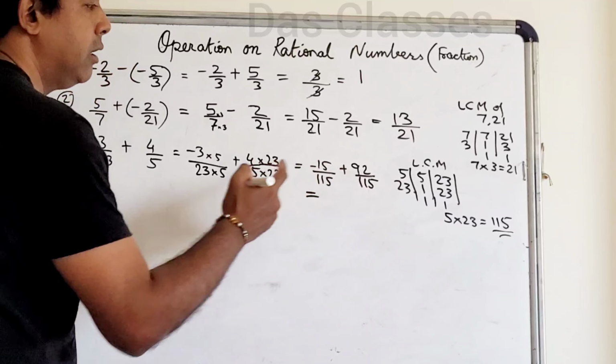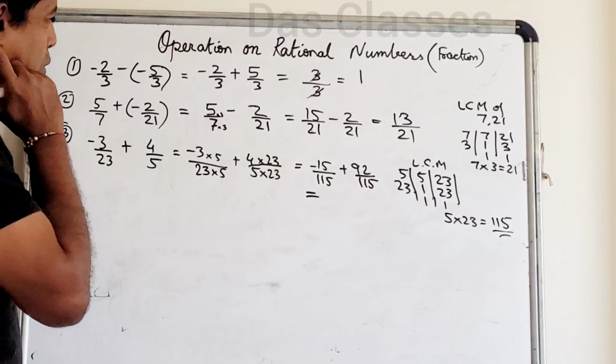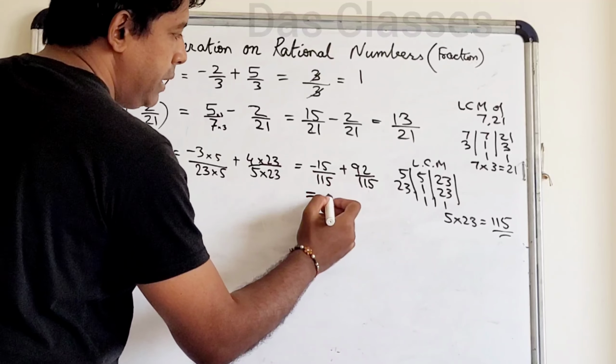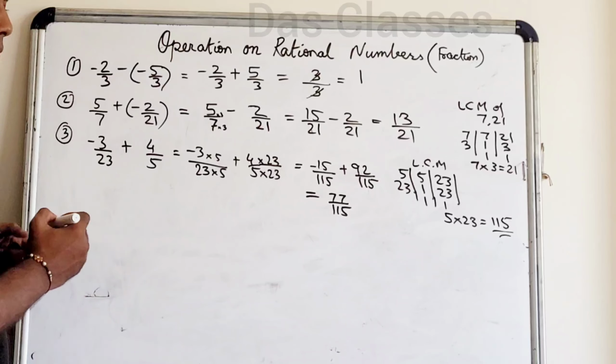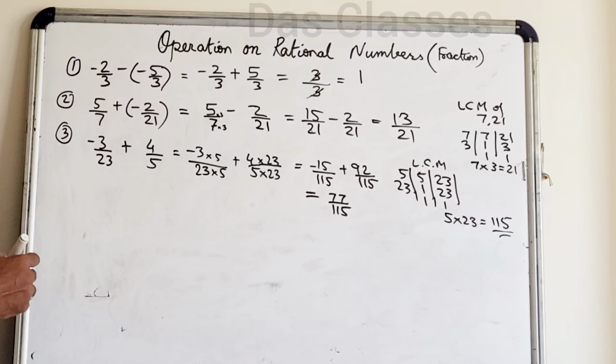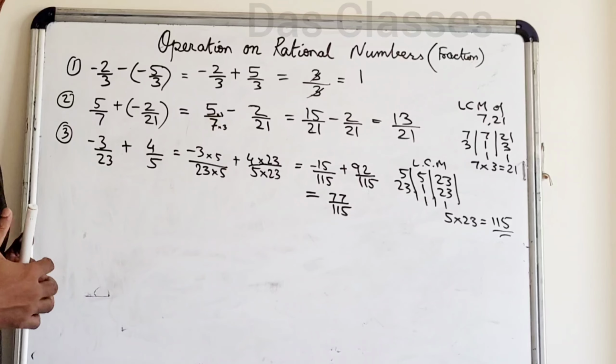So now we can solve it. Minus plus is minus, 92 minus 15 is going to be 77 upon 115. That would be the answer. Now, these are the three possibilities of the sums.